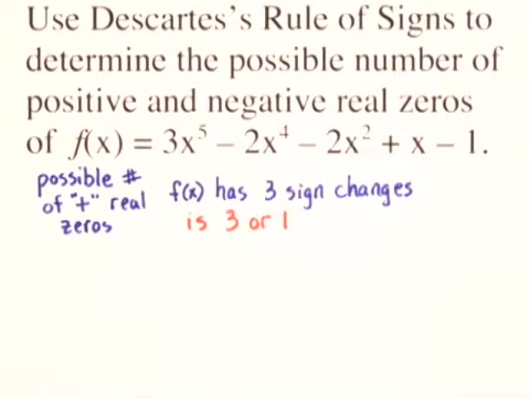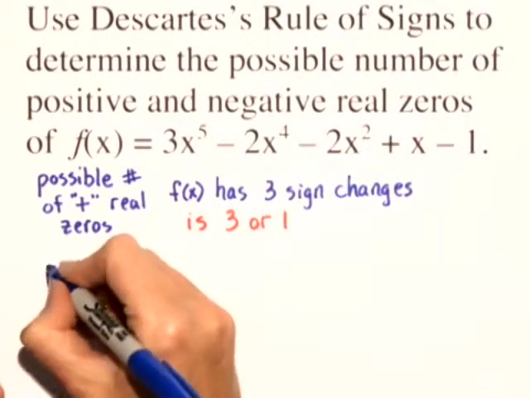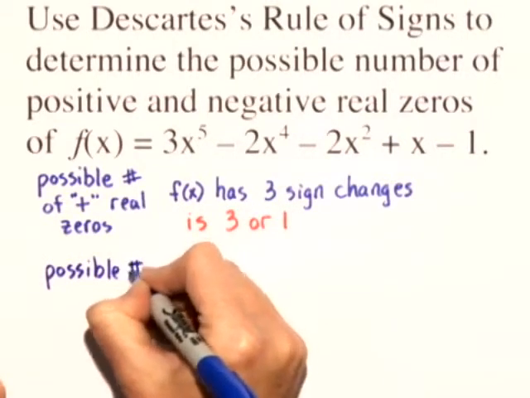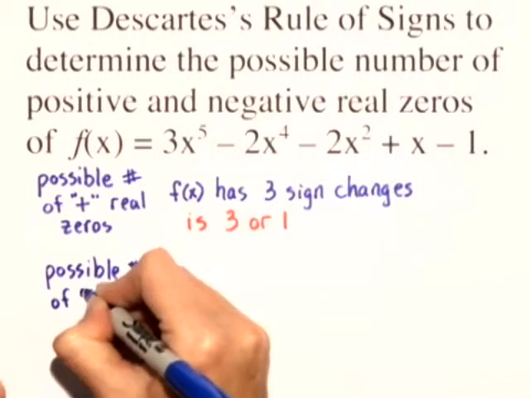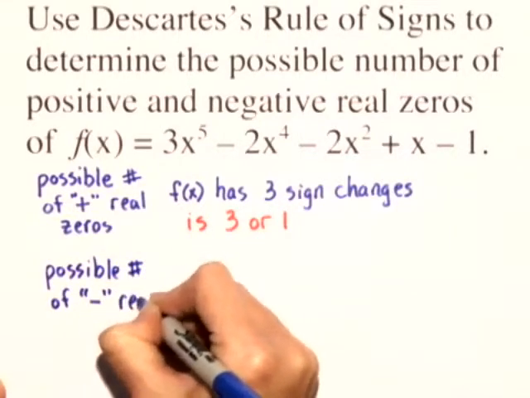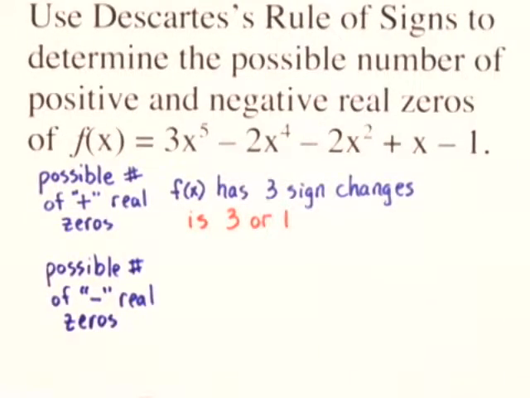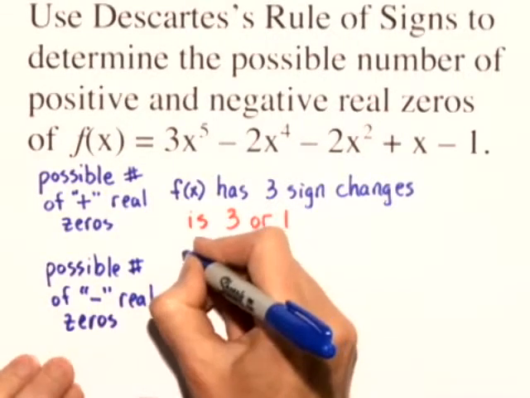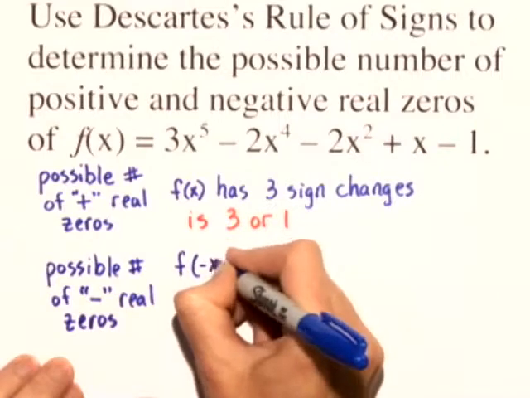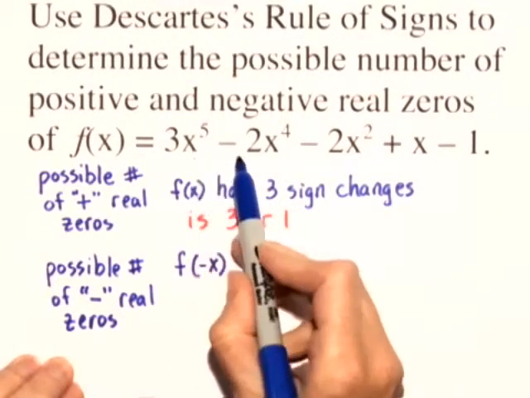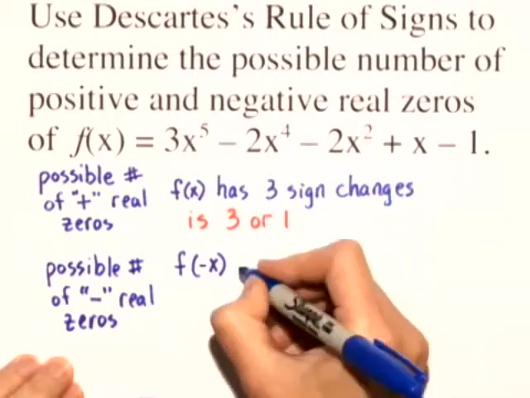Now we need to look at the number of possible negative real zeros. So in order to determine the possible number of negative real zeros, we have to look at f of negative x. So we need to do a little calculating here. F of negative x means we substitute negative x everywhere we see an x in our original function.